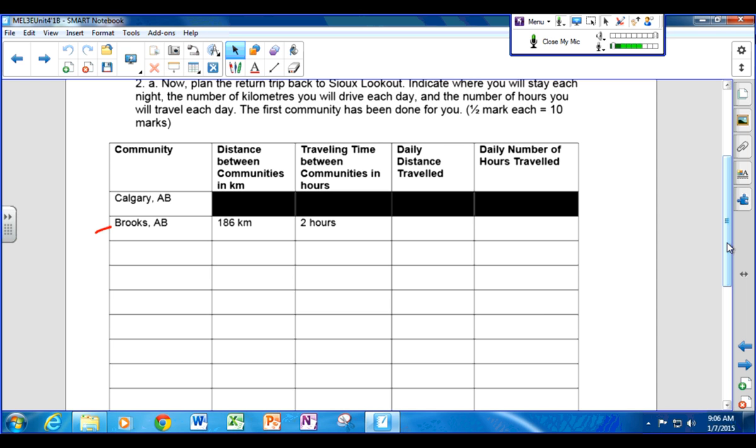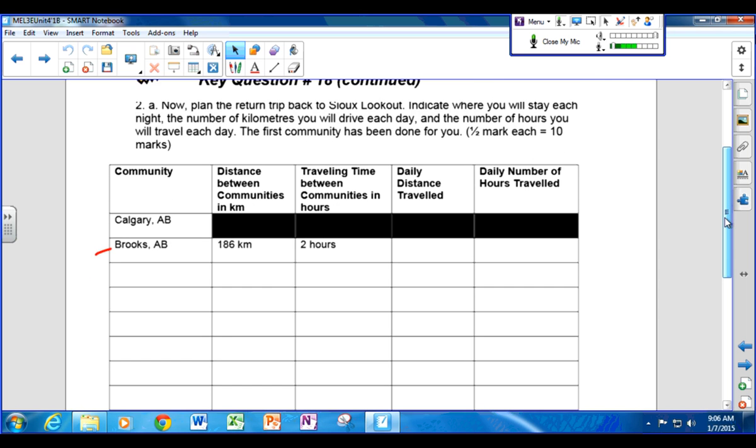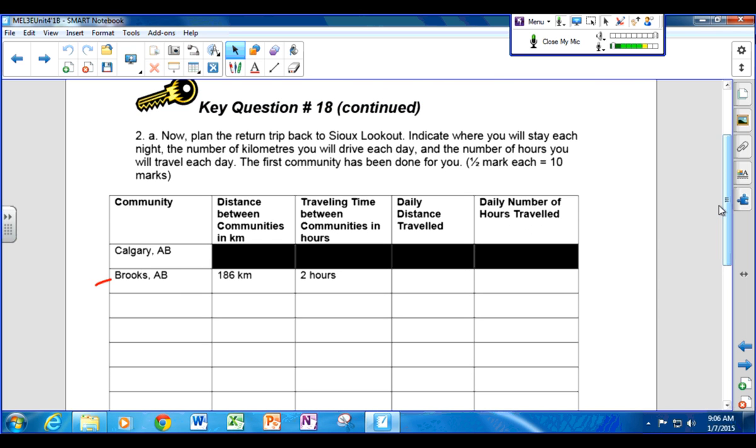Okay, so the part that we skipped over yesterday, and I did that deliberately, because I don't want to do the whole thing. Part two was planning the return trip back to Sioux Lookout. I just wanted to make sure that it's clear. It says indicate where you'll stay each night and the number of kilometers you drive each day, the number of hours. So it's the same as the trip there. The difference is it seems that they want you to have a different route back.